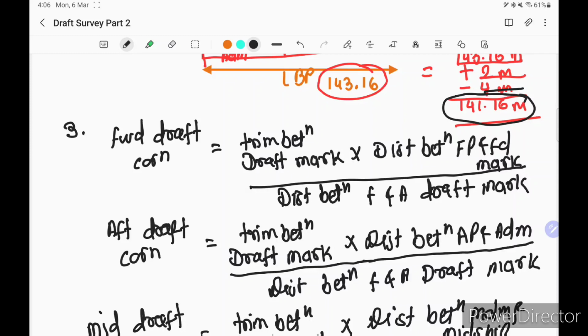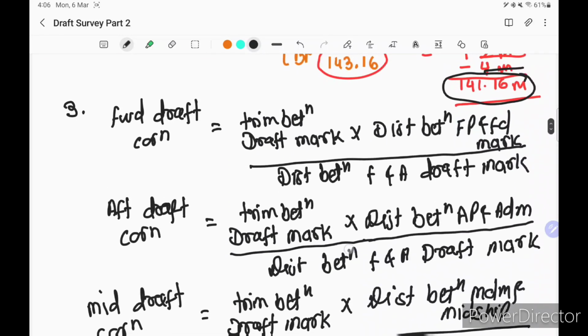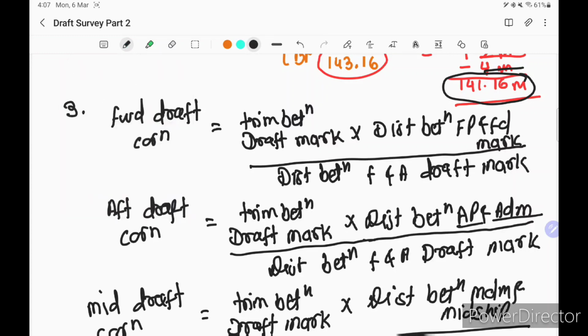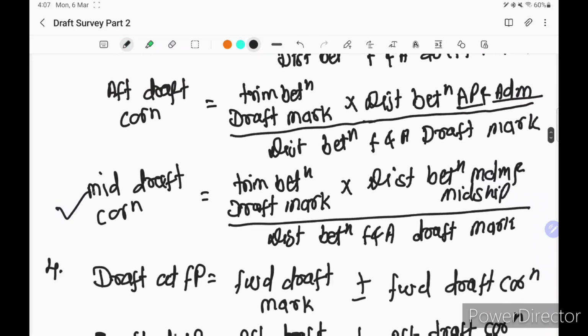Now we are moving to the third step. We apply the forward draft correction, aft draft correction and mid draft correction. The formula: forward draft correction is trim between draft marks into the distance between the forward perpendicular and forward draft mark, divided by the distance between forward and aft draft marks. Aft draft correction is trim between draft marks into the distance between the aft perpendicular and aft draft mark, divided by the distance between forward and aft draft marks. Similarly, mid draft correction is trim between draft marks into the distance between the mid draft mark and midship, divided by the distance between forward and aft draft marks.